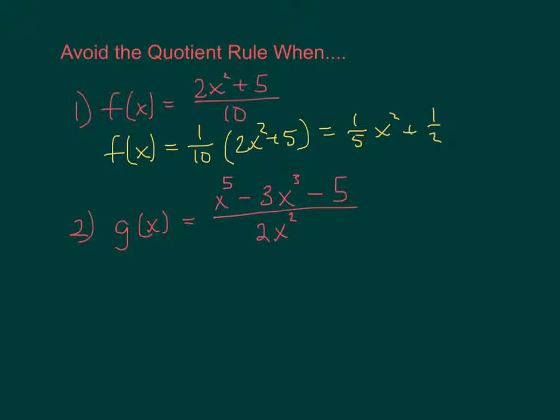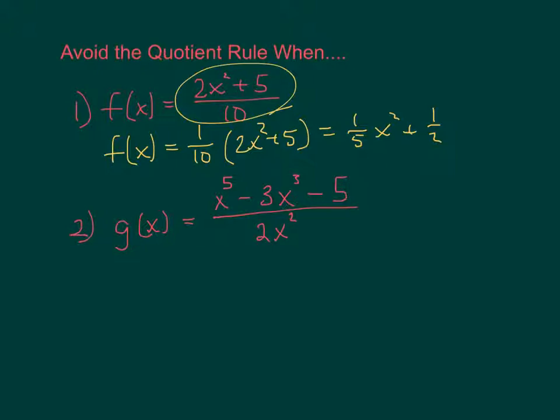All right, so that's one time when you're going to avoid the quotient rule, and you can see here that now if we have f of x as 1/5 x squared plus a half, that's much easier to do than if we were trying to do low d high plus high d low over low squared for this whole fraction.